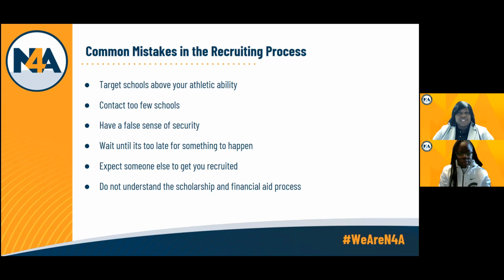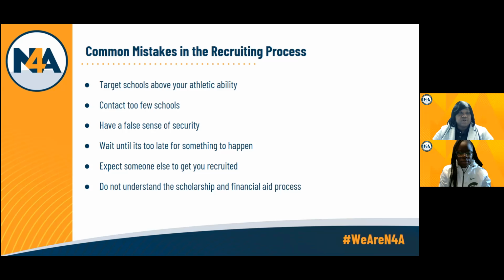Have a false sense of security. This is a process. You have to work at it. It's the same as you work in your class or work in practice, preparing for competition. It takes work. Wait until it's too late for something to happen. It's a very active process that you have to engage in, and expect someone else to go get you recruited. Again, you have to do your due diligence in working with your coaching staff to reach out to other institutions to see what works best or what will be a fit for you.